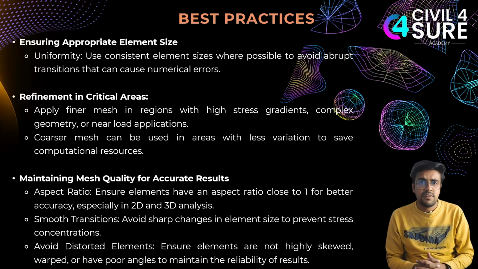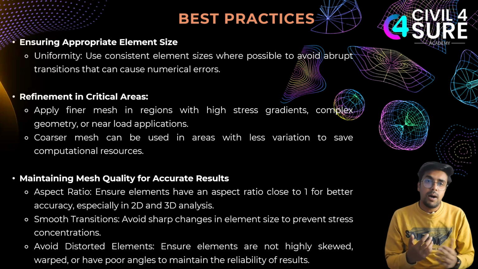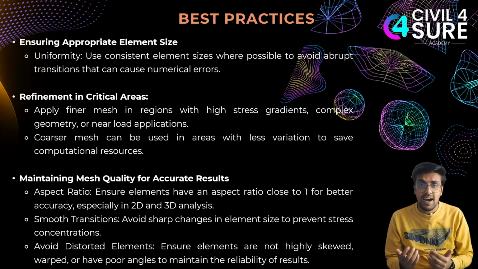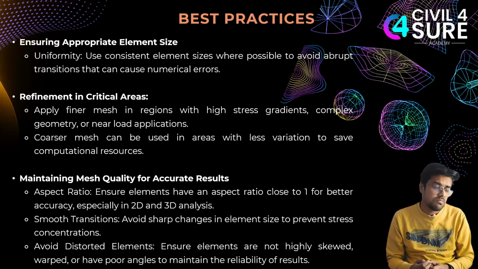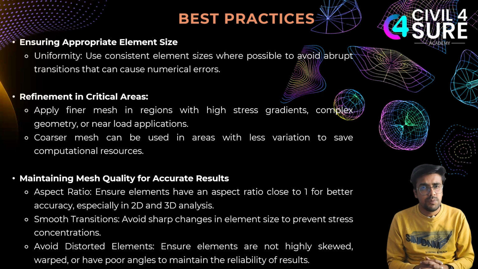Like I have shown here in the second point, there is refinement in critical areas. We need to apply a fine mesh where high stress gradients are present. For example, if we have a beam-to-column connection with a bolted connection, and there is a moment or a load at that particular point, and we need to see how that connection is going to behave, we have a stress concentration there. Or suppose we have an opening in a slab. In that case too, the result is a stress concentration. So at that point, we need to use a finer mesh.